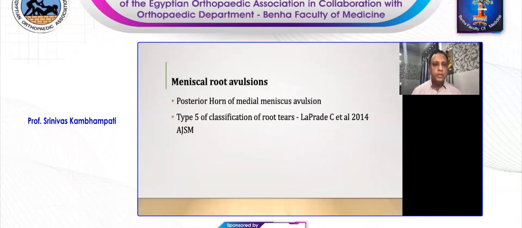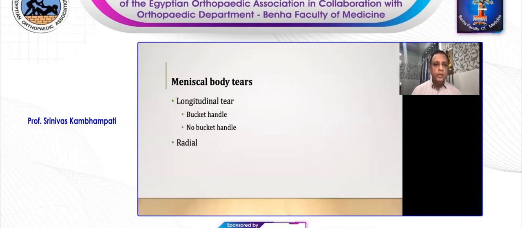Meniscal root avulsions: what we saw here was that the posterior root of the medial meniscus was avulsed. It belongs to type 5 of the classification of root tears, according to LaPrade et al. In the meniscal body tears, the tear we saw is a radial tear at the junction of the body and the posterior horn. Normally, they occur as a longitudinal tear with or without bucket handle.